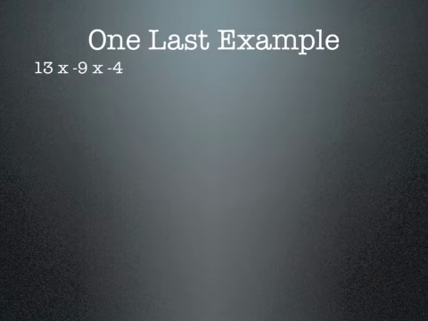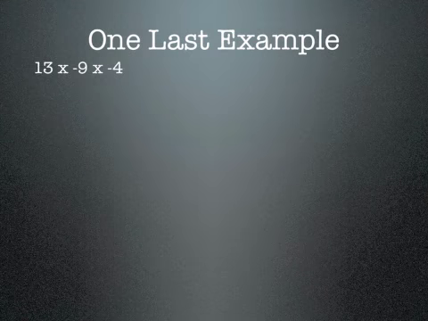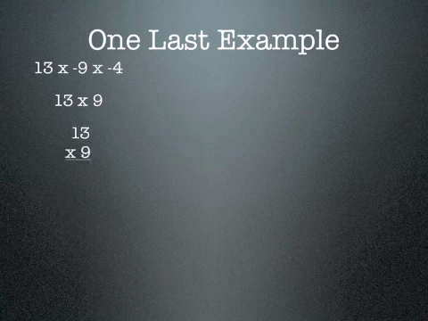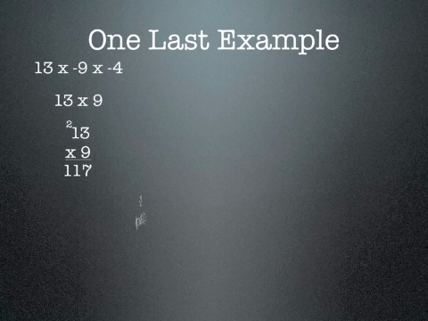Let's take a look if we had more than 2 digits when we're multiplying. Just like regular multiplication, I'm going to take the first 2 digits and multiply them together. And again, I'll use the same process as if they were positive numbers. So 13 times 9. So I'm going to write this vertically, and 9 times 3 gives me 27. So I carry the 2 into the tens. 9 times 1 gives me 9, plus 2 gives me 11.